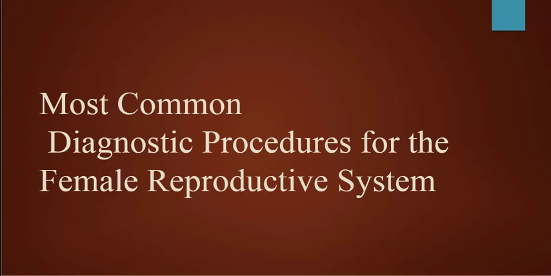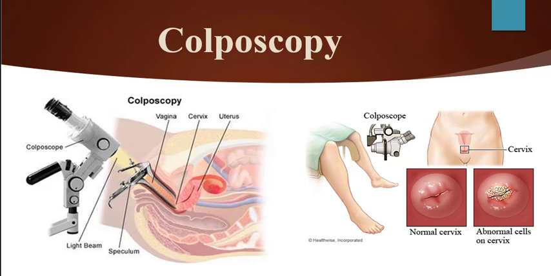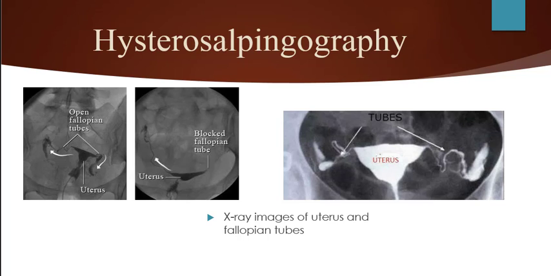In this section, I will talk about the diagnostic procedures for the female reproductive system. Colposcopy. Colposcopy is the examination of the vagina and cervix using an optical magnifying instrument called a colposcope. A colposcopy is performed when a provider finds problems or abnormal cells during a pelvic exam or Pap test. During a colposcopy, a provider will look for abnormalities in the cervical and vaginal tissues.